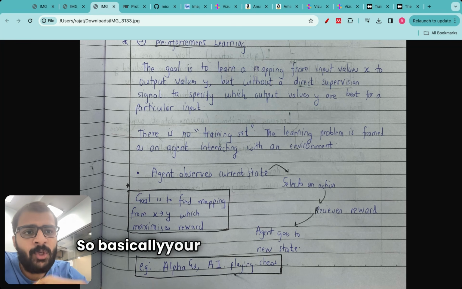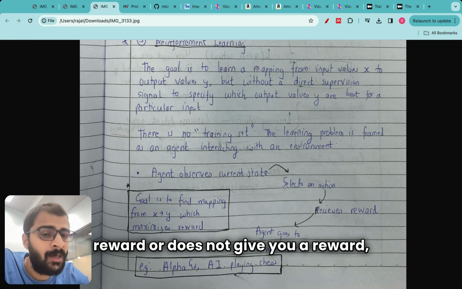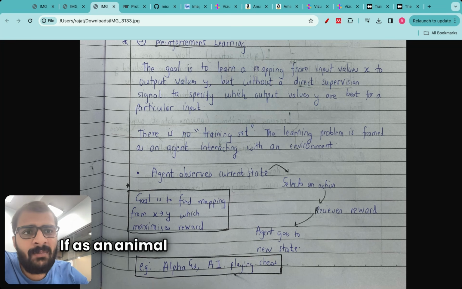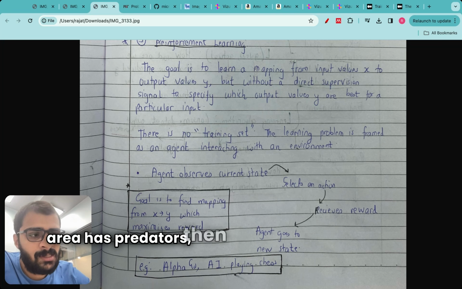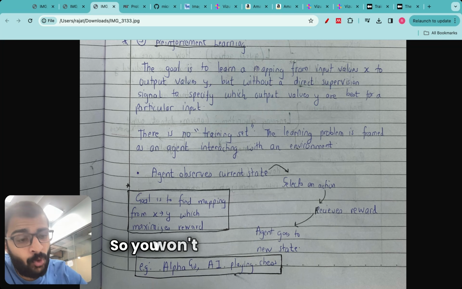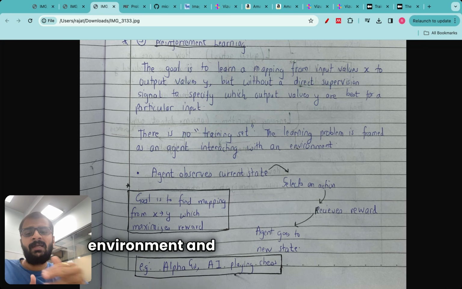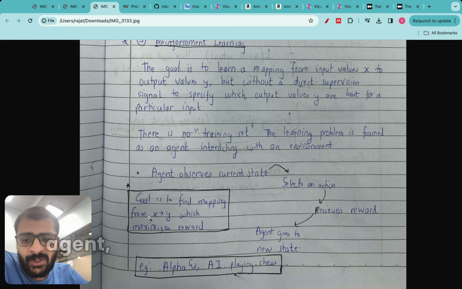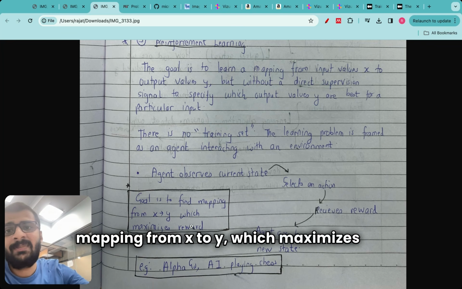So basically, your action either gives you a reward or does not give you a reward, and then you slowly learn from it. If, as an animal, you encounter that a particular area has predators, then that's a negative reward, right? So you won't ever go there again. So an agent is in an environment and the agent is learning. The goal is to find the mapping from x to y, which maximizes the reward.